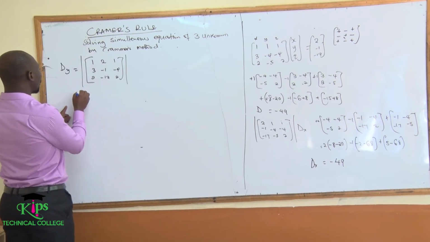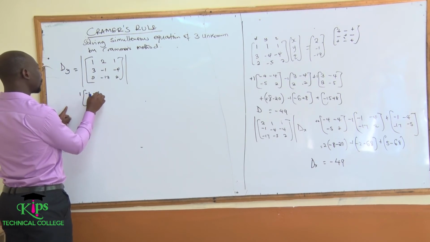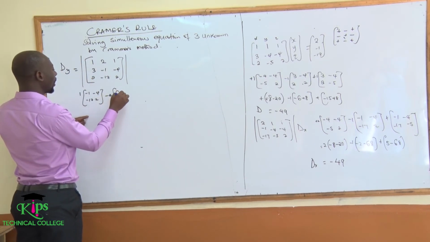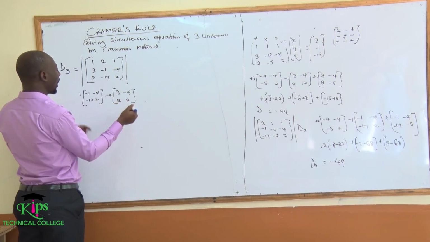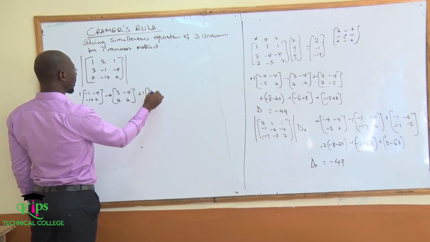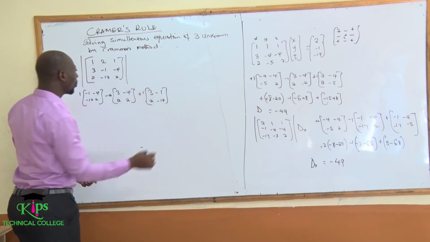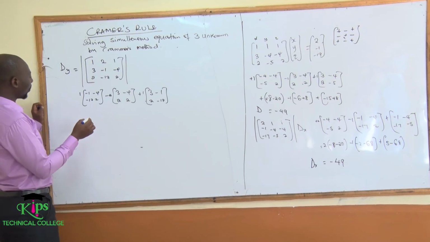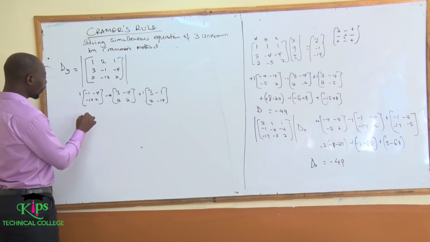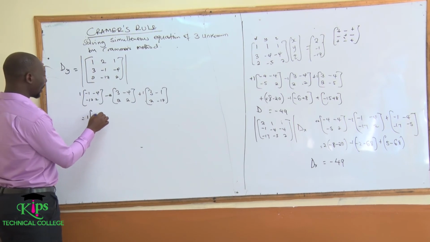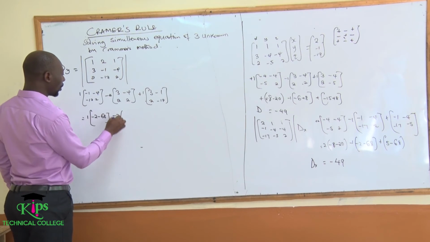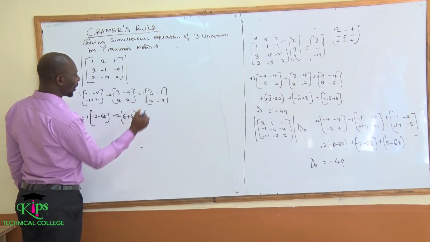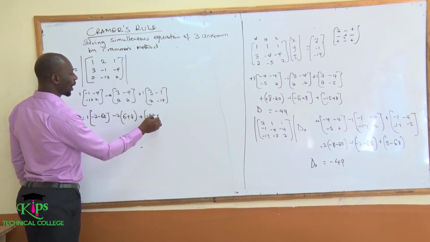That one shall be, you have got 1 into negative 1, negative 4, negative 17, 2. Then minus 2 into 3, negative 4, 2, 2. Then plus 1 into 3, negative 1, 2, negative 17. To get the 2x2 matrix, you close the column and the row where the variable we are dealing with is. Then you remain with the 2x2 matrix. This one shall give us 1 into negative 2 minus 68, minus 2 into 6 plus 8, then plus 3 by negative 17, that's negative 51, then plus 2.